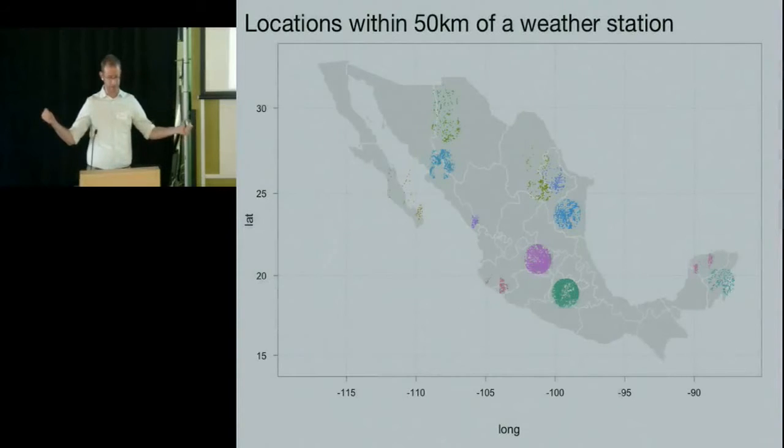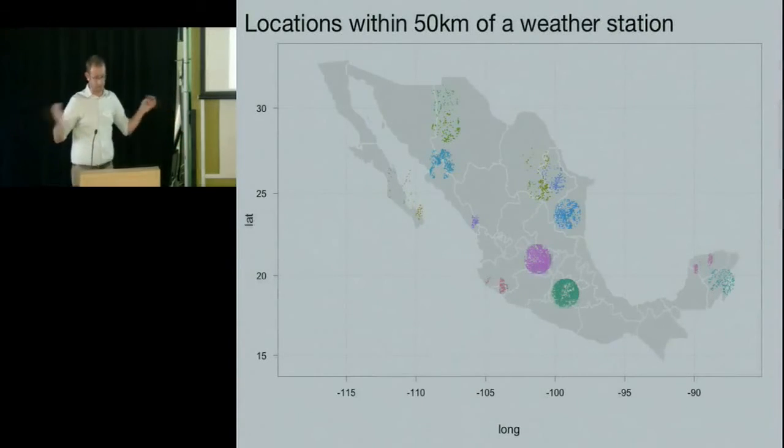Again, just sort of a heuristic, right? I'm sweeping a whole lot of stuff under the cover. I'm just saying, well, I think the forecast from a weather station is going to be fairly reasonable for about 50 kilometers around that. There are all sorts of arguments you could apply to that, but this was a good first start.